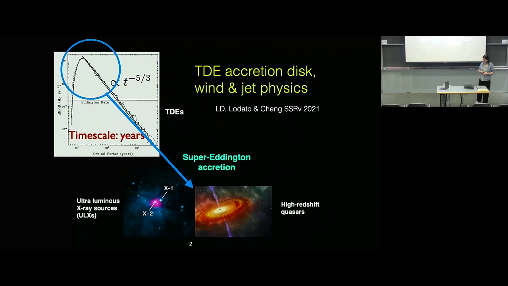And in this talk, I'm going to particularly focus on that aspect that we can expect to have super-Eddington accretion in a lot of TDEs. And this super-Eddington accretion physics can be used to apply to other black hole systems undergoing super-Eddington accretion, like ULXs, and also especially high redshift quasars. And we have been starting to observe them with super-Eddington luminosity using JWST.